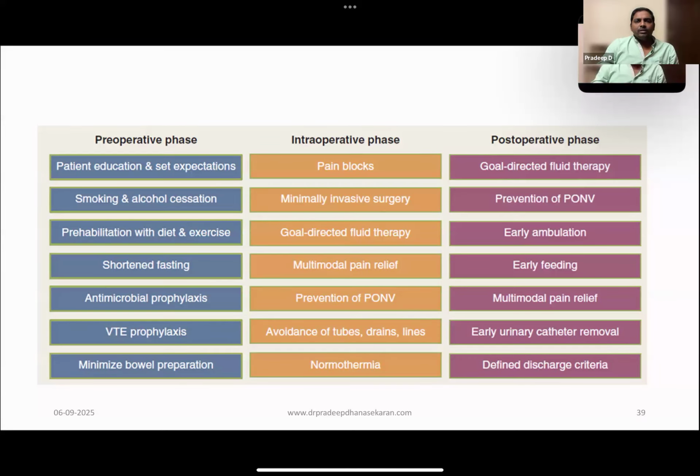Intraoperatively, our aim is to provide pain blocks, aim for minimally invasive surgery to decrease the injury response, goal-directed fluid therapy, prevention of nausea and vomiting, avoid tubes, drains, and lines, and maintain the patient at a normal temperature. Postoperative care, again, you maintain goal-directed fluid therapy, normovolemia, normothermia, prevent nausea and vomiting, early ambulation and early feeding to decrease the metabolic response, pain relief to decrease the neuroendocrine response, early Foley removal and early discharge efforts.